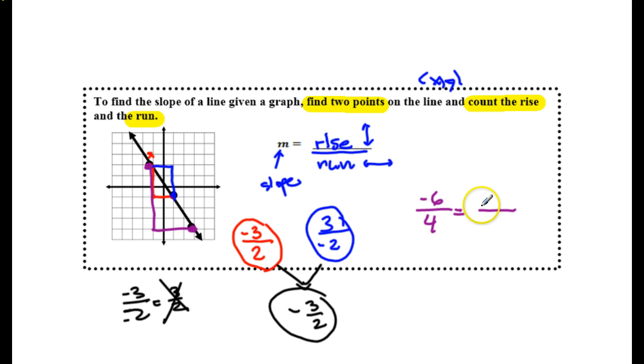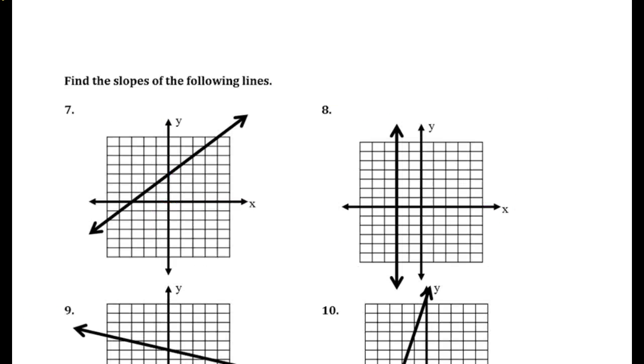And then if I use my calculator to simplify the fraction, it'll come out to negative 3 over 2. Alright, so as you see, 3 ways we got the right answer. As long as you're getting 2 points and doing your rise and your run, then that's going to work there. Okay? Alright.